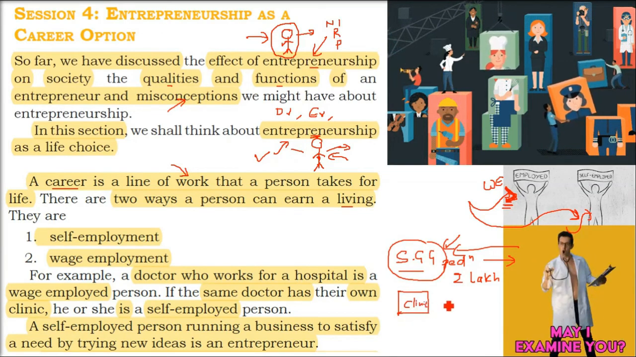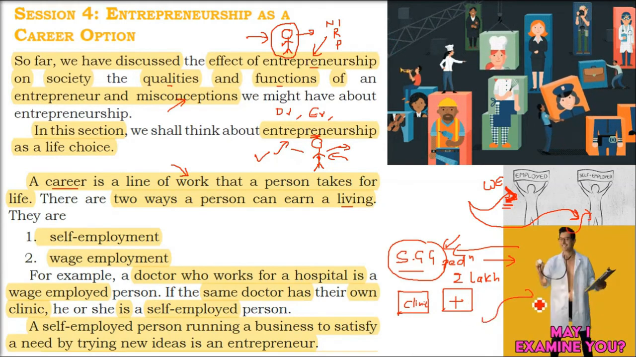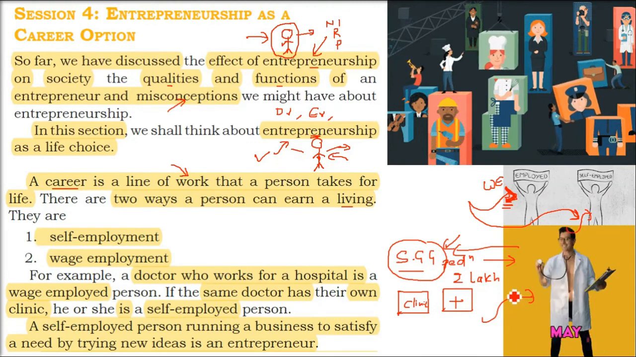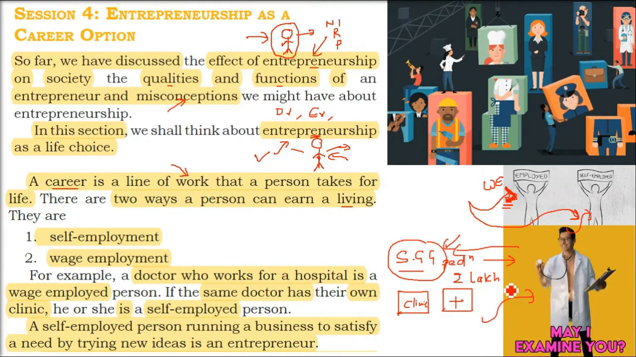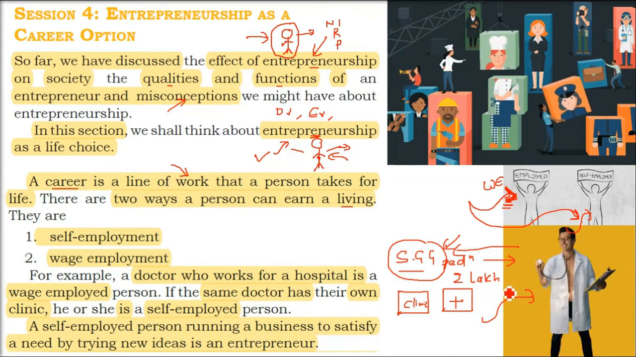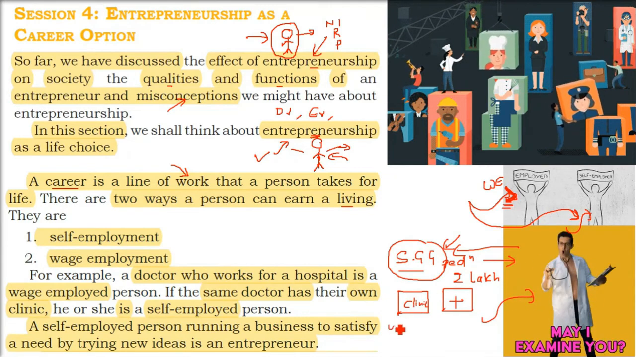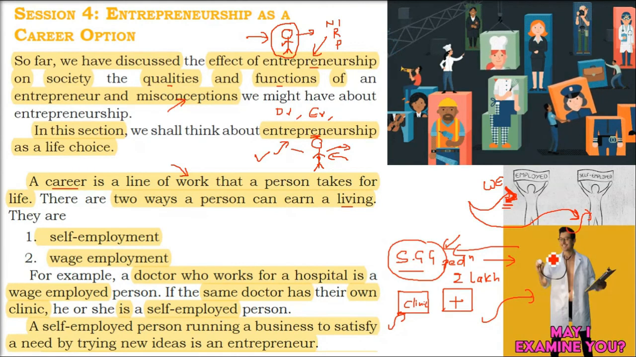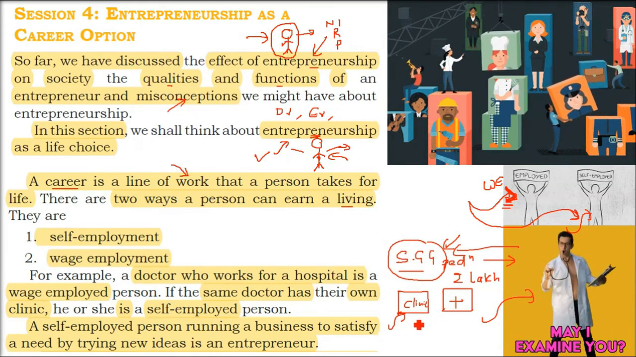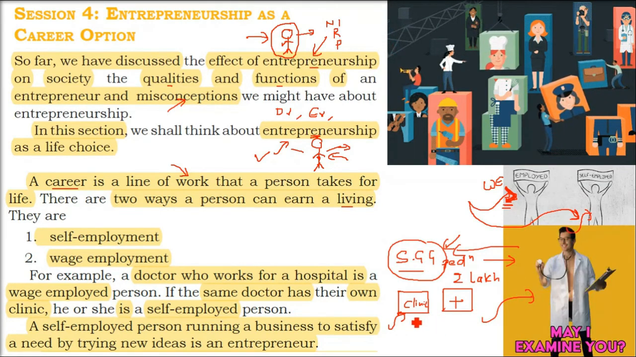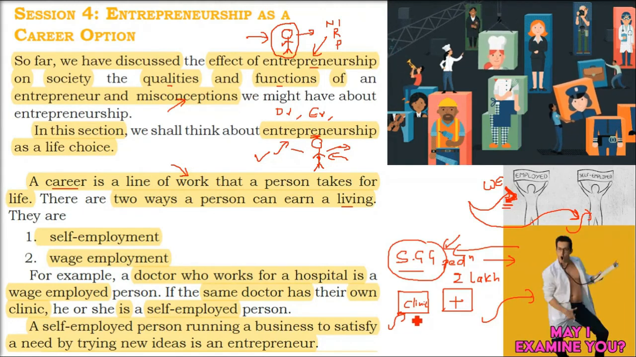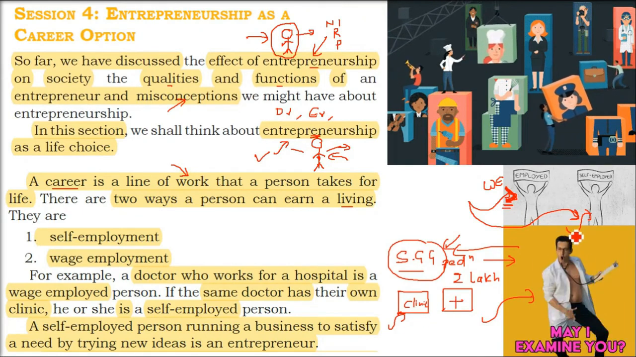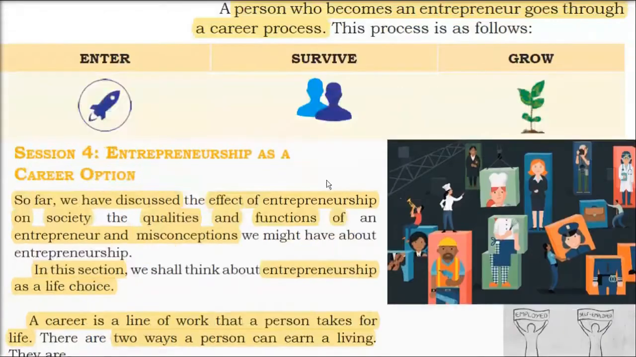He is wage employed. Now, when he opens a clinic or a hospital, he is self-employed. He will employ people who will be wage employed. So this is the difference between self-employment and wage employment. When you start a clinic, then you can have new ideas. Like if somebody comes, you give a 50% discount on various tests. So this is how a doctor can also be an entrepreneur.